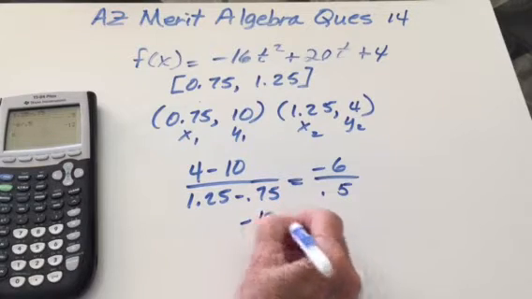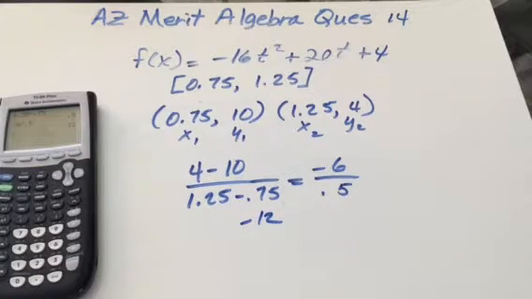So what does that tell us? Well, that tells us that the graph must be on the down slope. The ball goes up and then it comes down. So it's got to be on the downward slope that the slope is being talked about. All right, so the slope is negative 12.